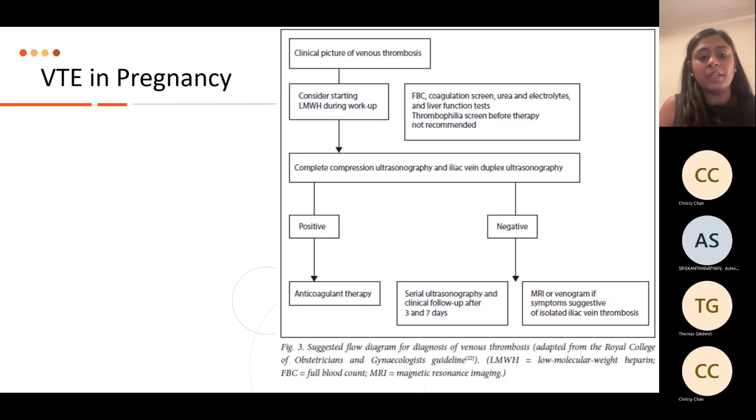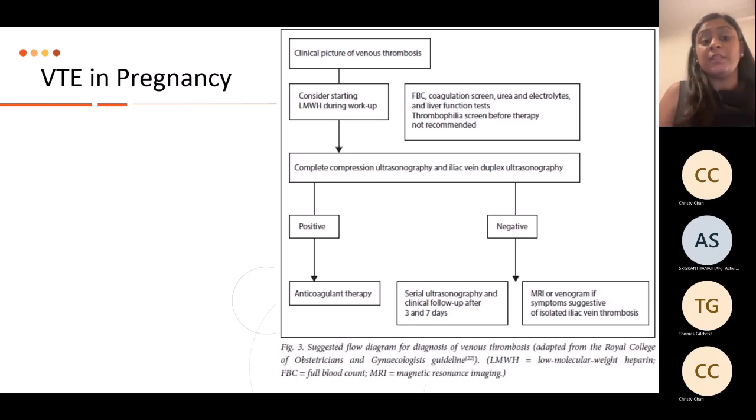I got this off the internet actually, and it does give you a very nice brief overview of how we go about investigating venous thromboembolism in pregnancy. So if we think that there might be a clot somewhere, whether that's the legs or the lungs, we start on treatment dose low molecular weight heparin during our workup, which will include bloods, but not a D-dimer. We generally look also at leg Dopplers, as I mentioned. If they're positive, then you continue the anticoagulant therapy. But if they're negative, then you need to do serial ultrasounds.